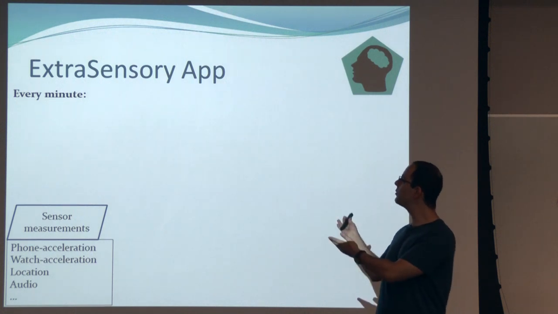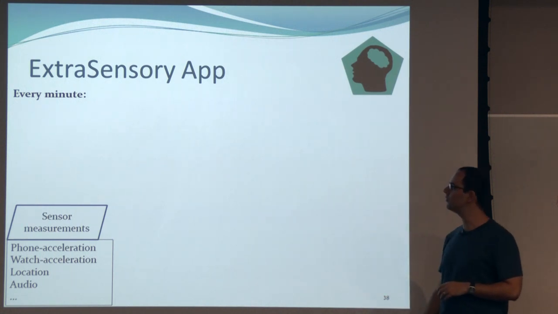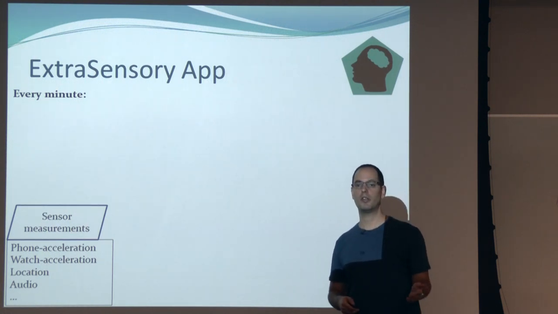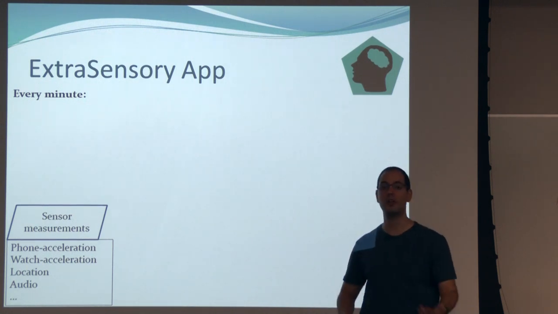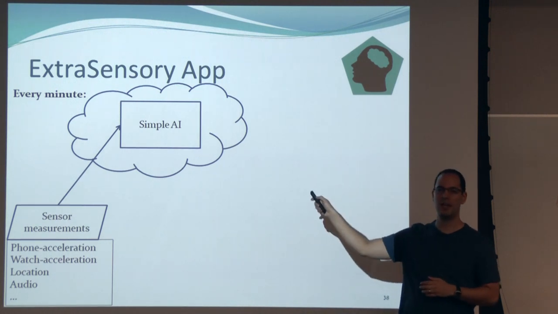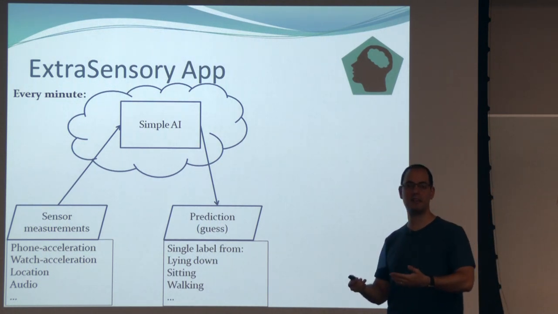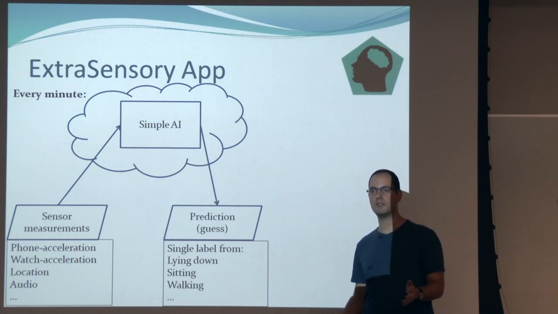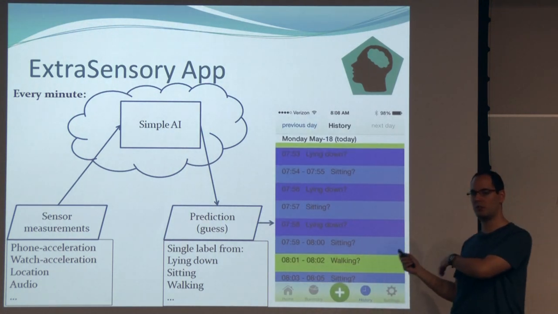So in our solution, Kat and myself developed the ExtraSensory app. That's the icon of the app. You'll get more familiar with it. This app is scheduled every minute to collect a 20-second window of sensor measurements from various sensors on the phone and on the watch. Then it sends these to the cloud, to our server, where there's a very simple AI component that responds with a very basic guess of what is going on, just a single label out of seven different options of body posture or movement states. And these are presented back to the user in a history view, like the interface we just saw.